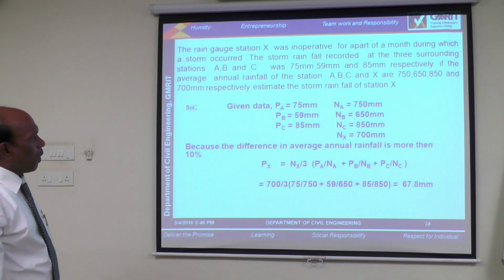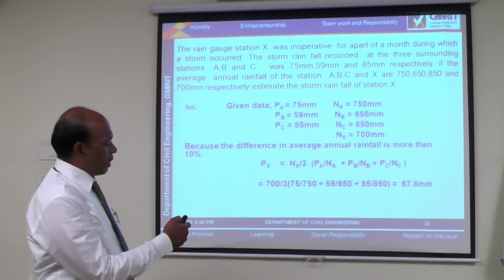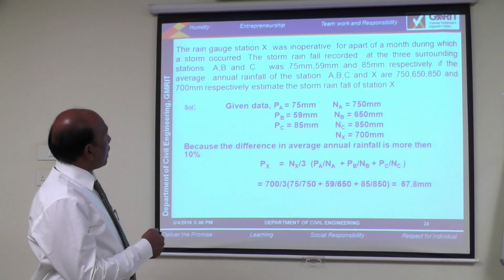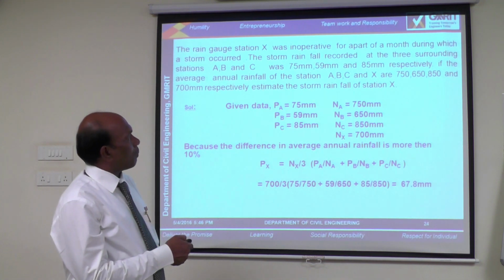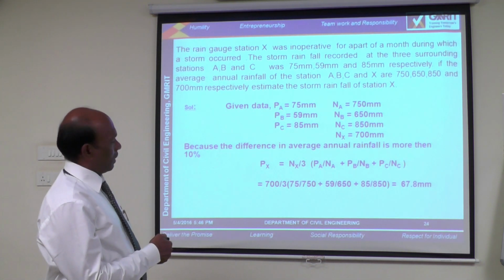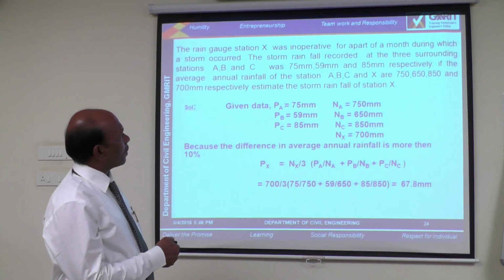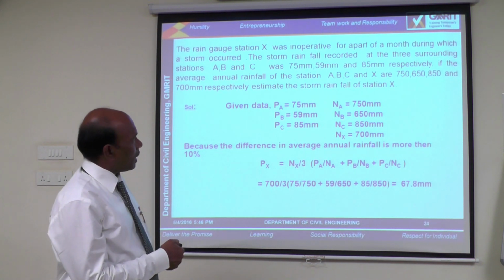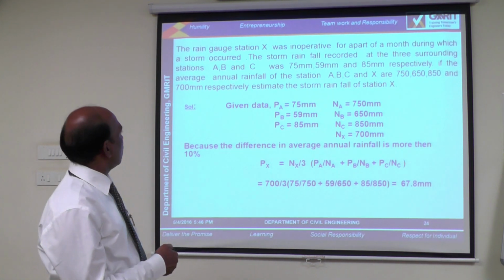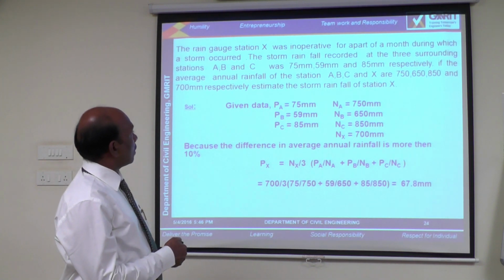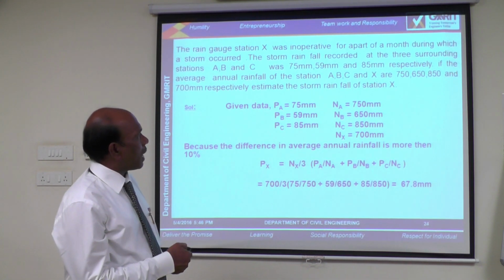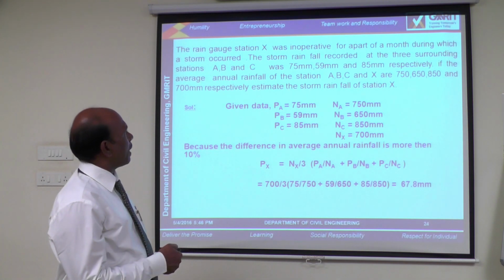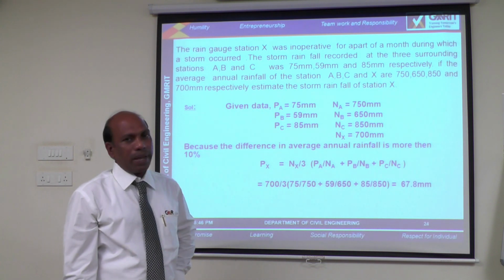Right. Here is one problem. Here they have given some data for the determination of missing rainfall data on a particular area. A rain gauge station X was inoperative for part of a month during which a storm occurred. The storm rainfall records at the three surrounding stations A, B, C were 75 mm, 59 mm, 85 mm respectively. If the average annual rainfall of stations A, B, C and X are 750, 650, 850 and 700 mm respectively, estimate the storm rainfall of station X.